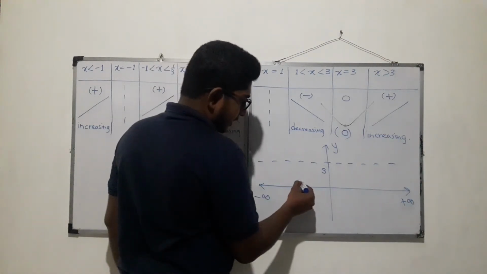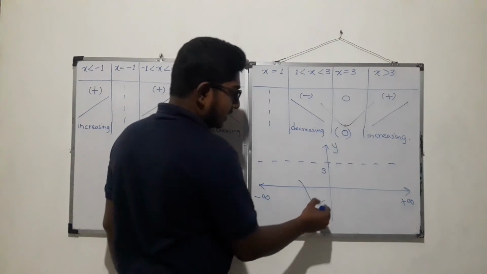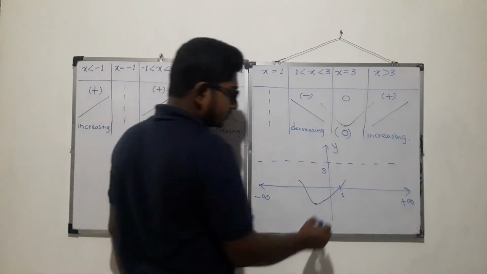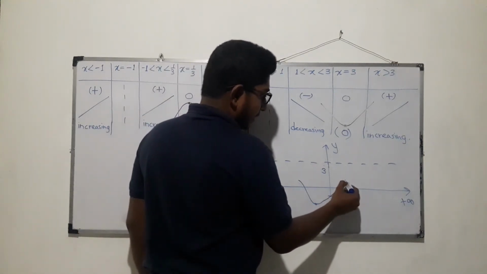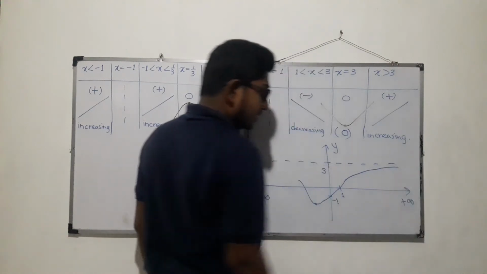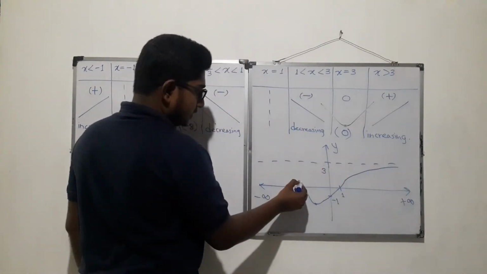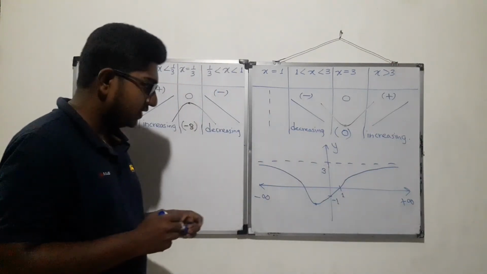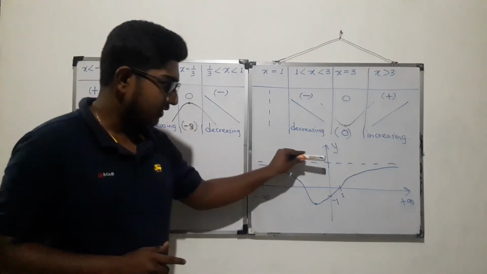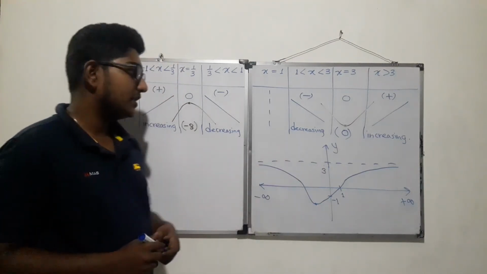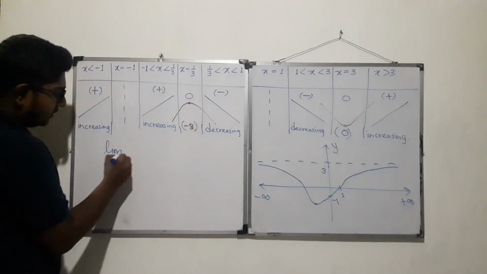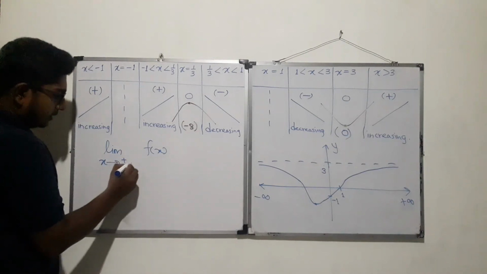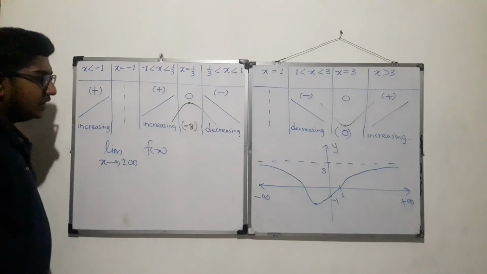The function will have a minimum point like this, and it is intersecting x-axis at 1, y-axis at -1, and approaches y equals 3 at these two ends. So this is the form. So similarly, for our function as well, we have to find this horizontal asymptote, whether it is 3 or 0 or any other negative answer. So how to find it? For that, we have to take the limit of our function as x tends to plus or minus infinity.